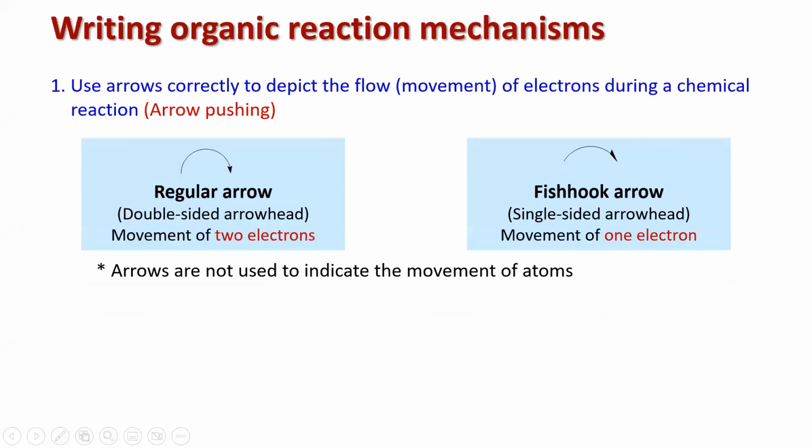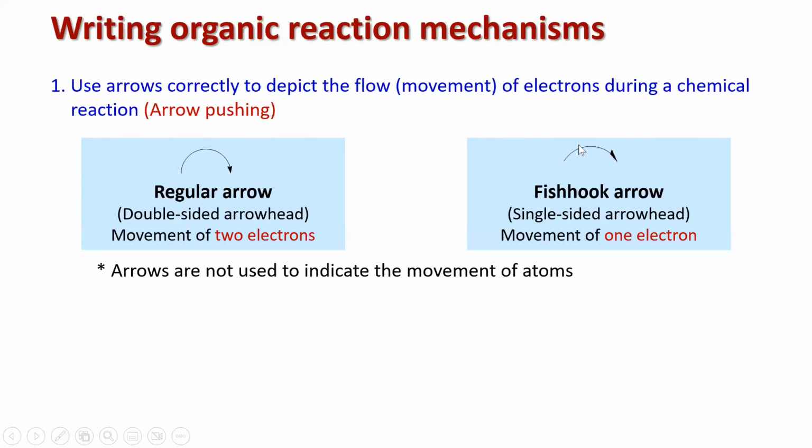Okay. So when you are writing organic reactions, reaction mechanisms, you indicate how the reaction is taking place by putting arrows, and we call them arrow pushing mechanisms. So we have to use arrows correctly to depict the flow of electrons during the chemical reaction, right? So before writing the mechanism of a reaction, we should know the types of arrows we are going to use. You can see this first one is a regular arrow. A double-sided arrowhead is there, and it indicates movement of 2 electrons.